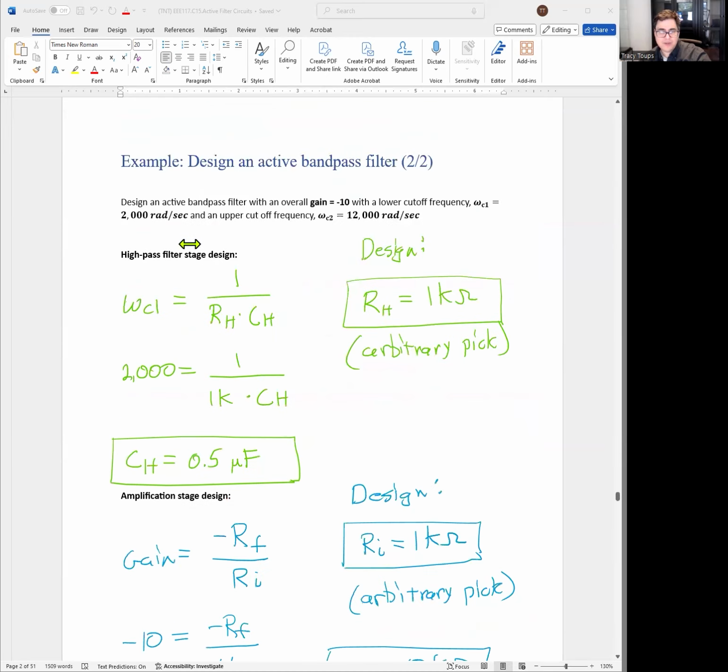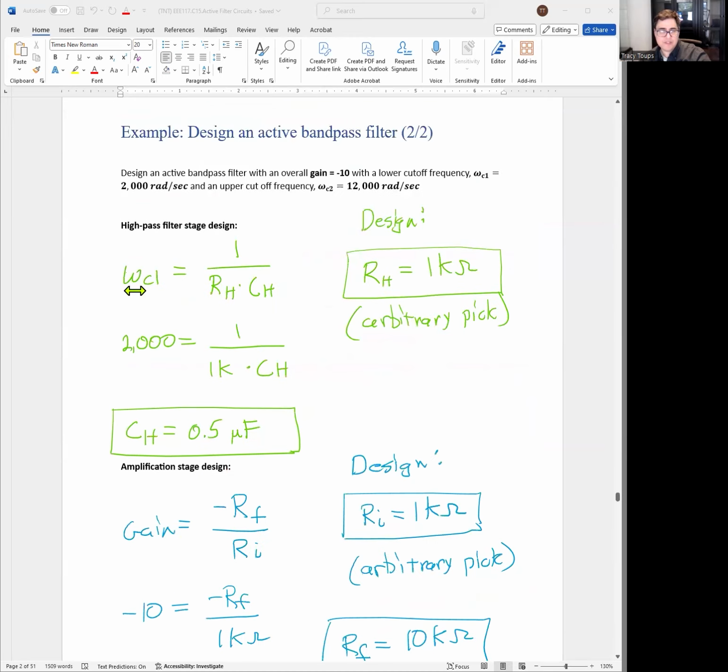Then let's do the high pass stage. So remember, this is your lower cutoff frequency. Omega C1 is equal to 1 over RH times CH, where the lower cutoff frequency is 2000. Again, we have two variables. We could just arbitrarily pick one of these to solve for the other. I'm going to do the same thing I did before. I'm just going to pick 1 kilo ohm as a resistor value, just because that's a very common number.